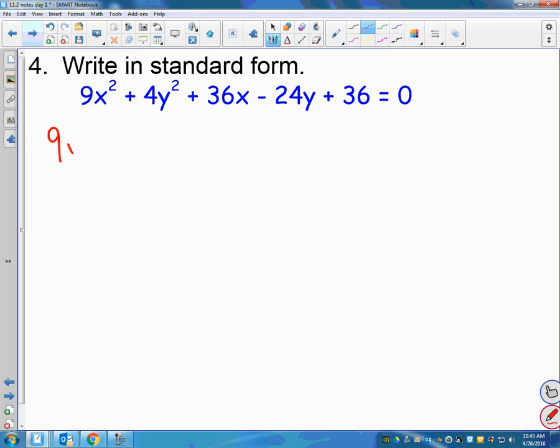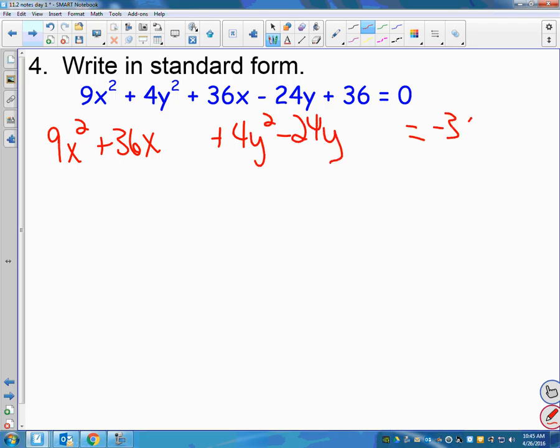So I have 9x squared plus 36x plus 4y squared minus 24y, and then throw that negative 36 to the other side. Remember that you can't complete the square unless you factor out that number in front of x squared and y squared. I always just factor it out and then divide it in. If you're going to divide first, you have to divide everything in that problem by 36, which is not going to be good right now.